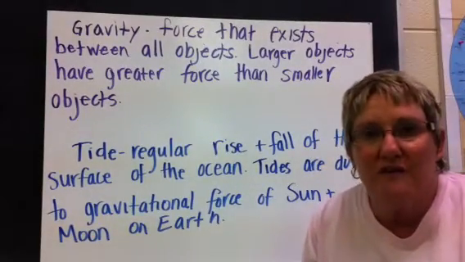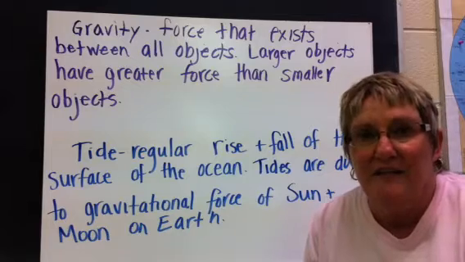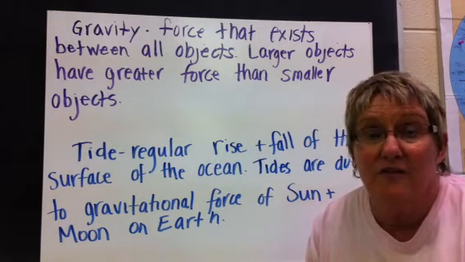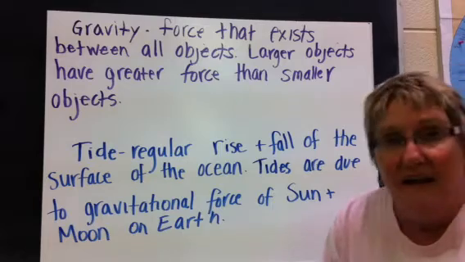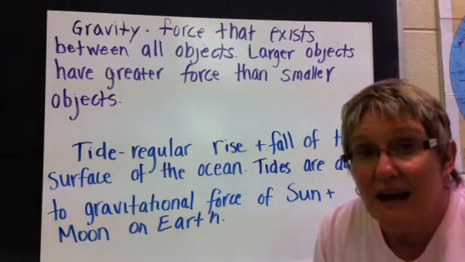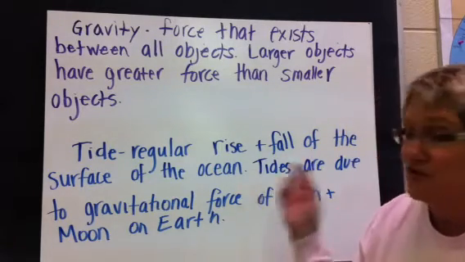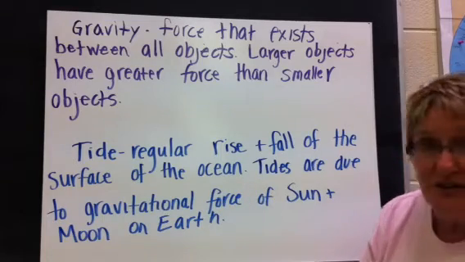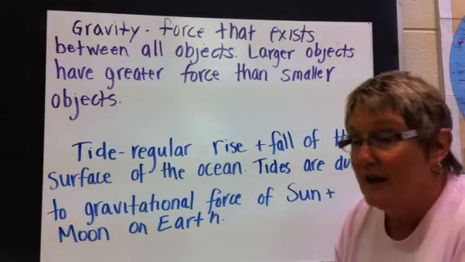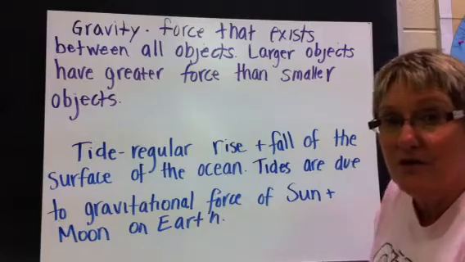Gravity is a force that exists between all objects. The larger the object, the greater the force it has. Tides, or a tide, is a regular rise and fall of the surface of the ocean. Tides are due to the gravitational force of the sun and the moon on Earth.